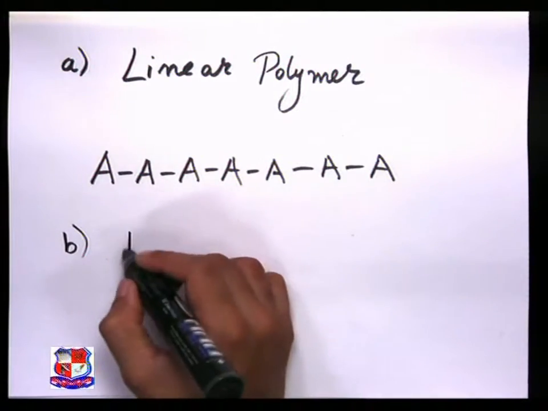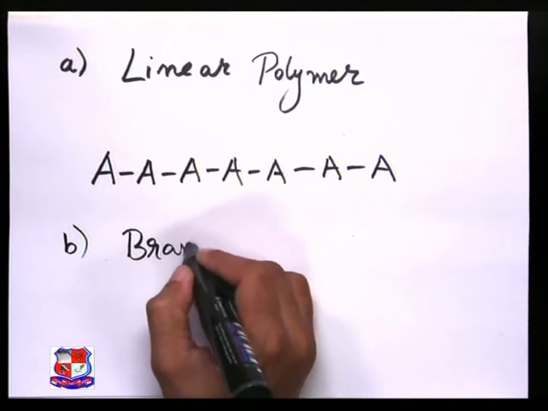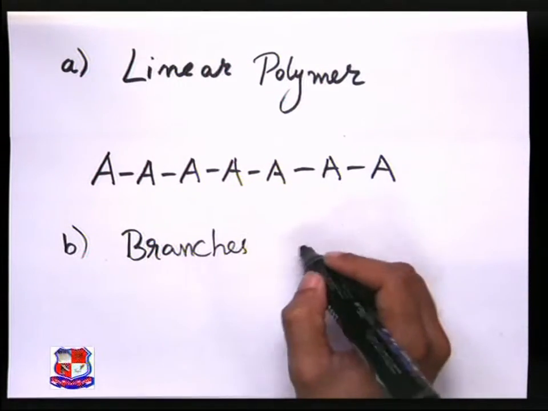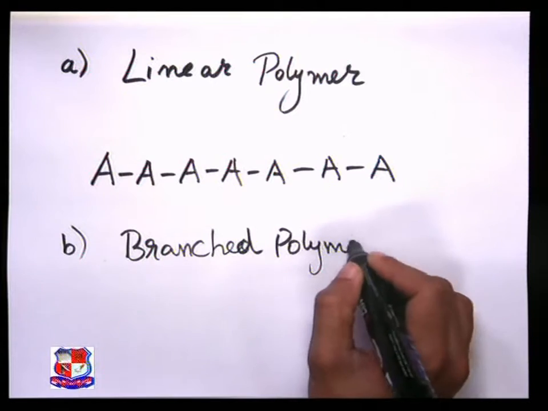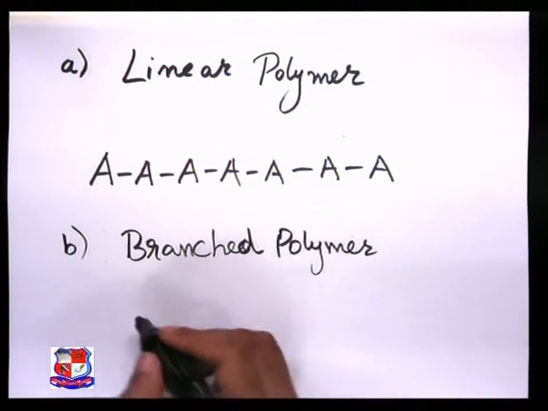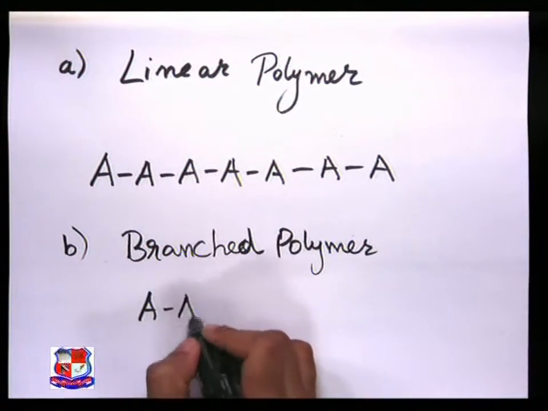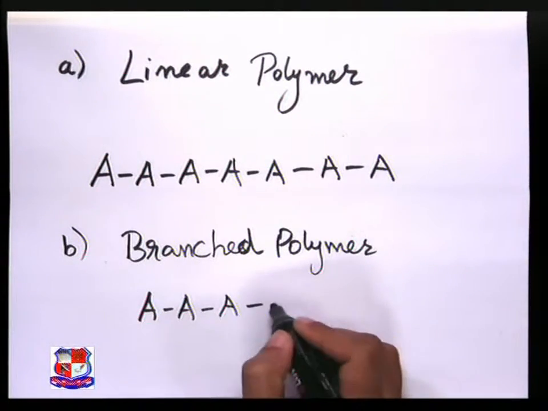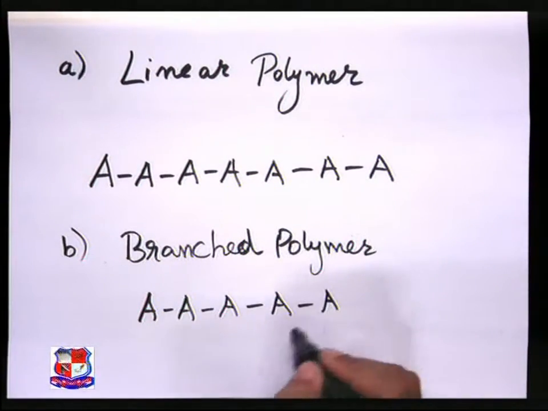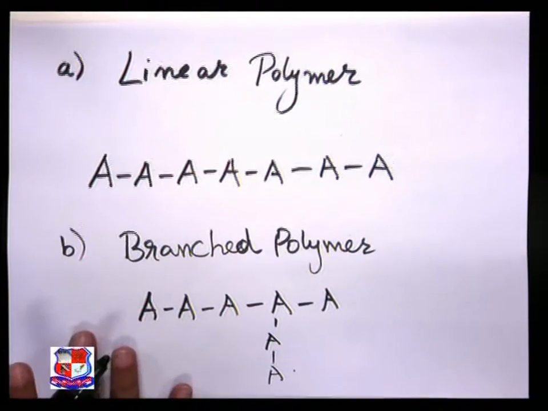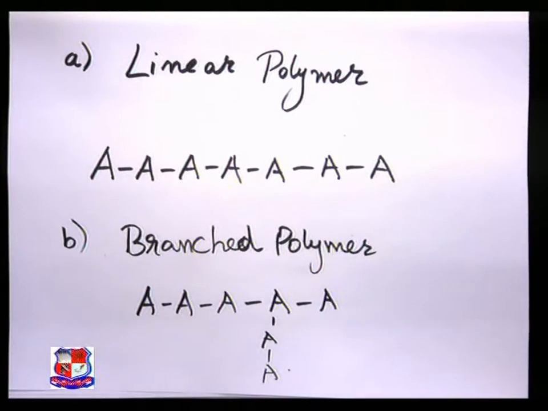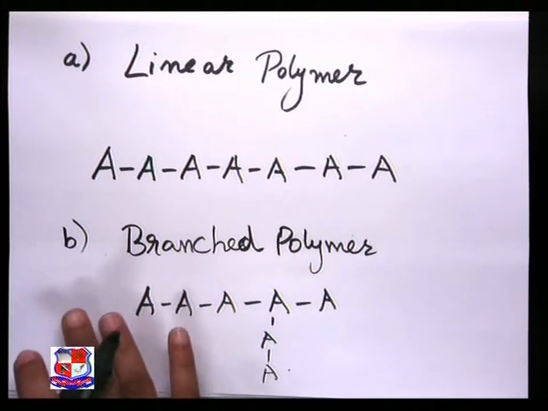Suppose you are drawing the branched polymer, then branches of the monomer will be there. That is the branched polymer that you can draw here. It is something like this. This is the chain of monomer, and here another branch of monomer is there. So this is your branched polymer. The third type is the cross-linked type.